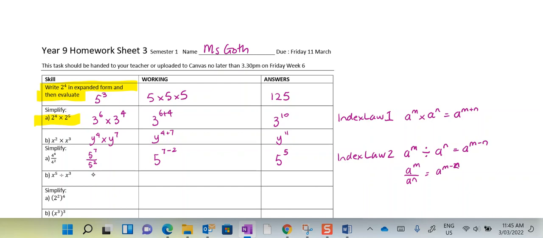So I will try x to the power of 9 divided by x to the power. I'm just going to leave x by itself, but we know that that's the same as x to the power of 1. So it's going to be x to the power of 9 minus 1, which would just be x to the power of 8.